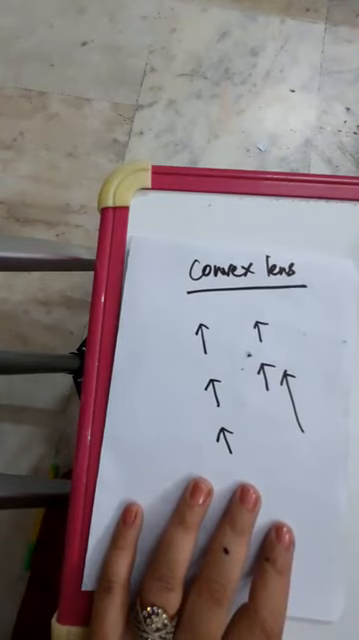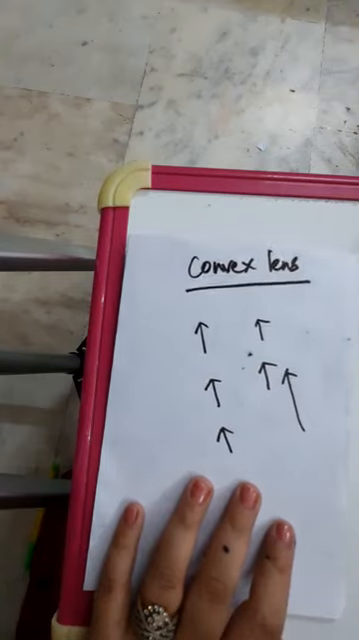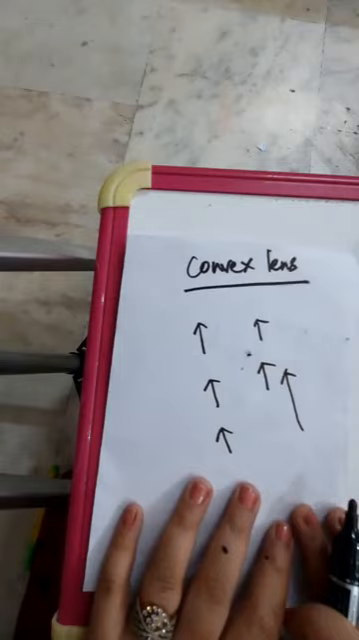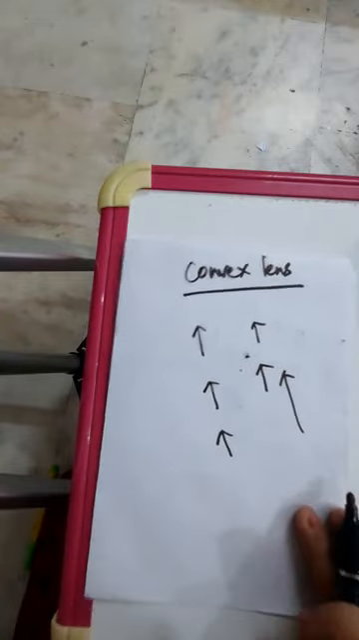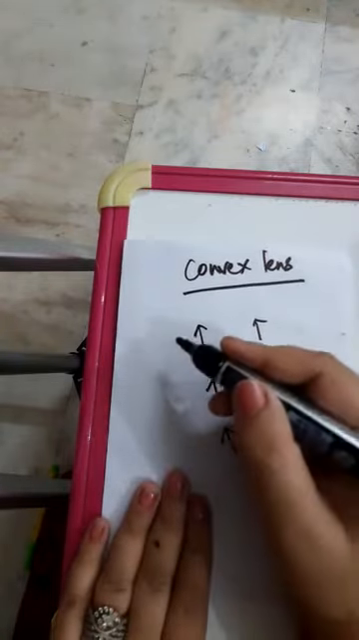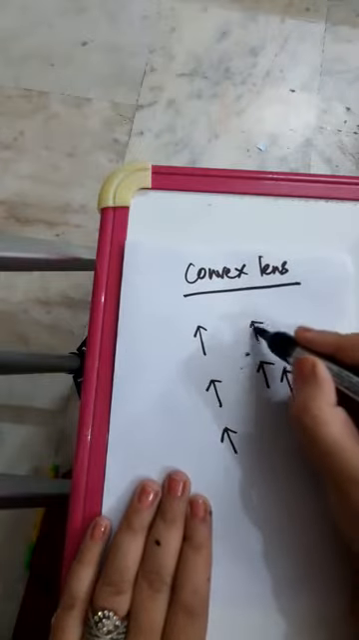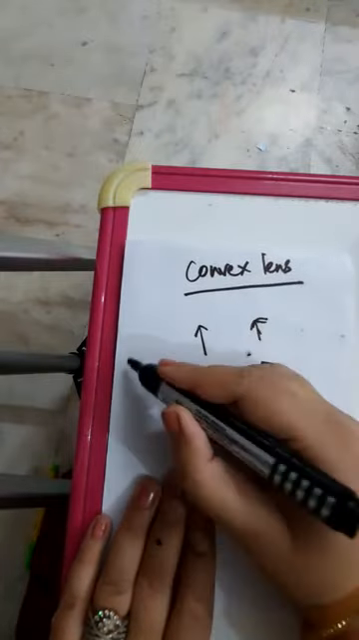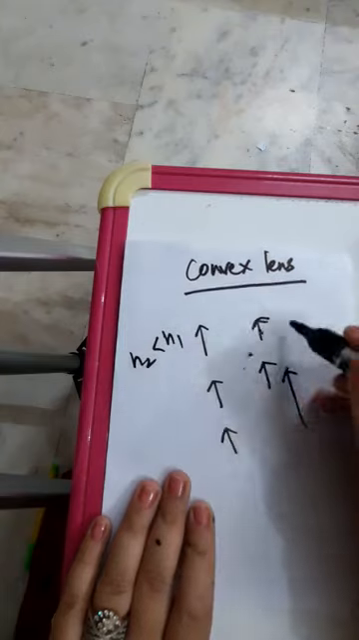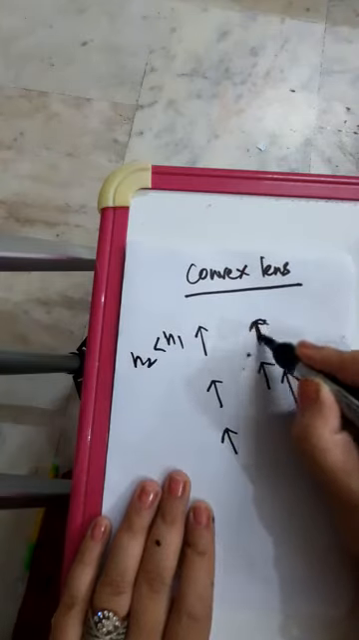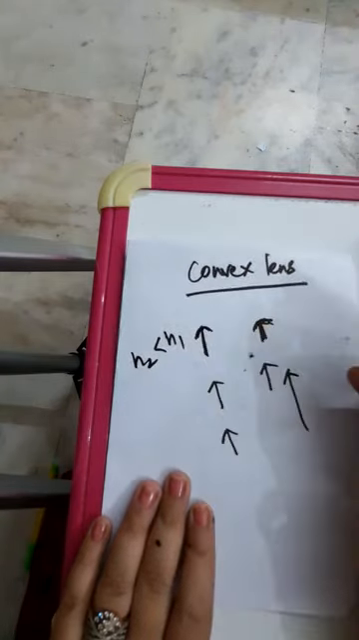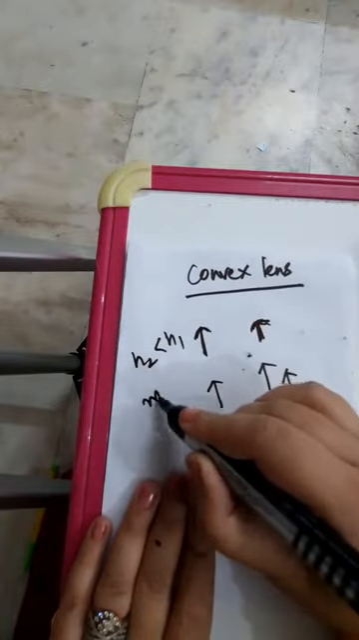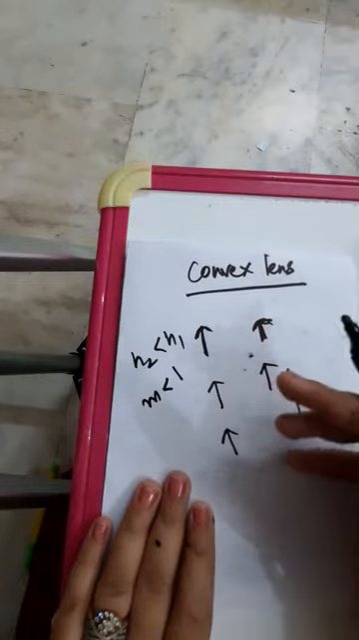Image virtual aur enlarged bhi ban sakti hai, diminished bhi ban sakti hai aur same size ka bhi ban sakta hai. Depend karta hai ki aapne object ko kahan rakha hai. Okay, so that was in the case of convex lens. So suppose if there is some case where image is diminished, so in that case h2 will be less than h1. That means the height of the image would be less than the height of the object. In that case magnification will be less than 1. I have explained to you how this happens.